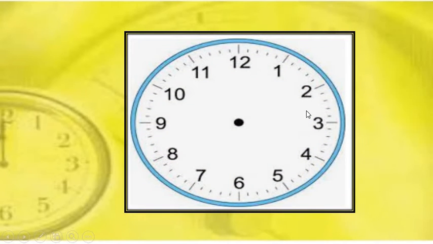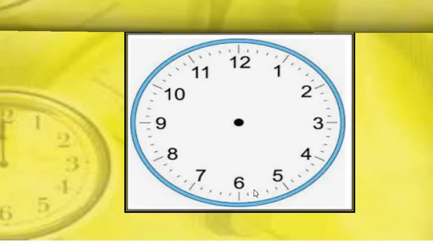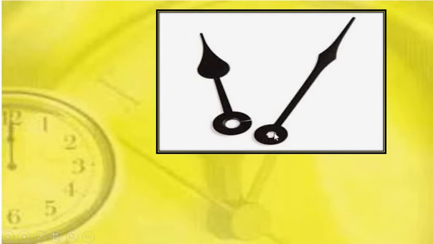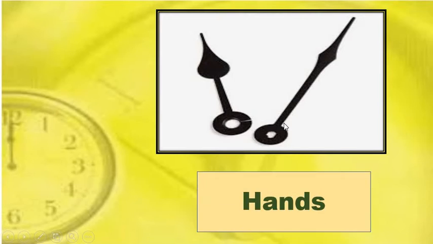This is a clock which has numbers 1 to 12 on it. A clock has two hands, short hand and long hand. The short hand indicates an hour. The long hand shows the minutes.